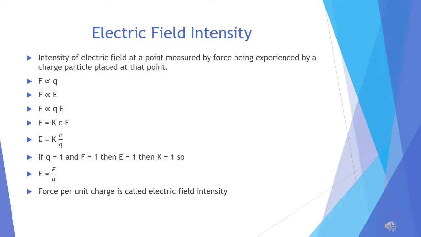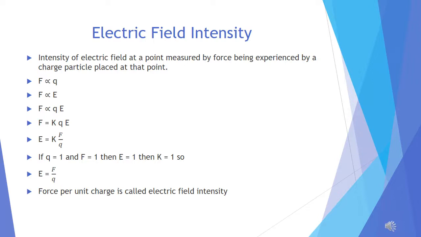But how do we know that? That property is known as electric field intensity. Intensity means how intense. How do we measure intensity? The answer is, intensity is measured by force. So we can define electric field intensity as: the intensity of electric field at a point is measured by the force experienced by a charged particle placed at that point.